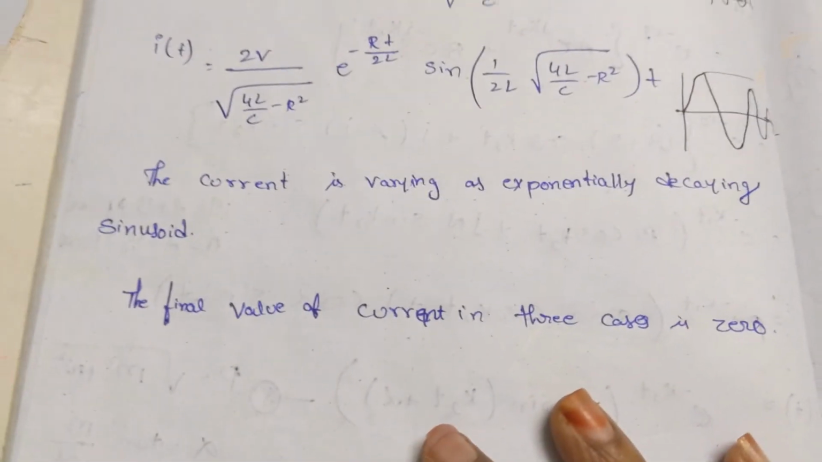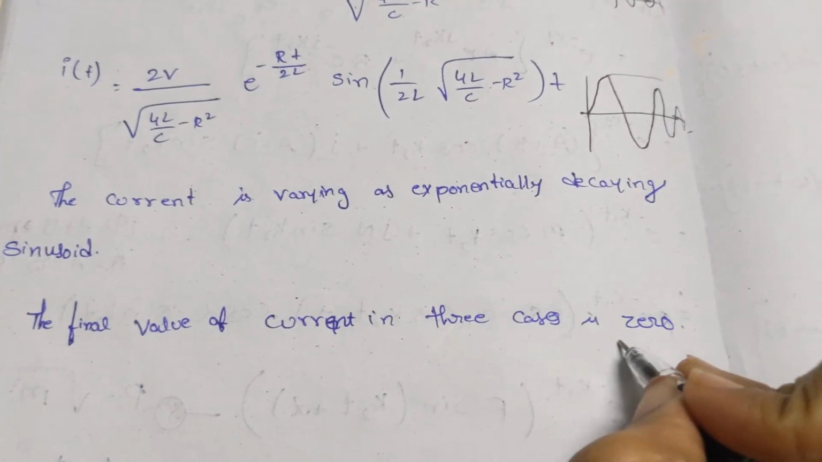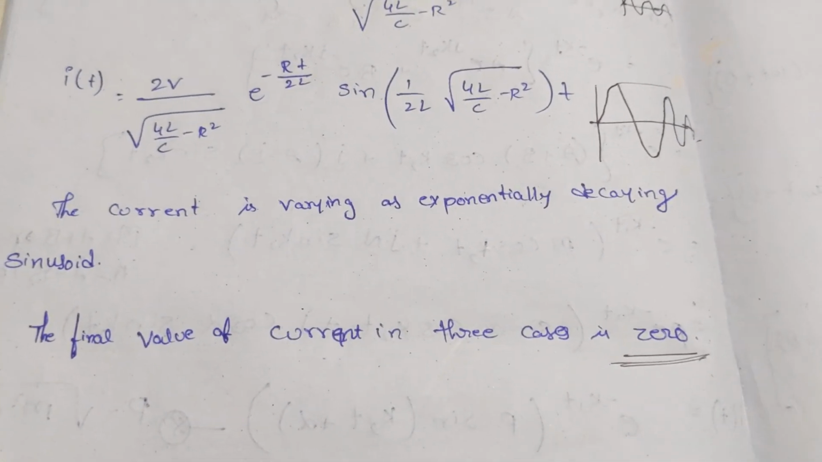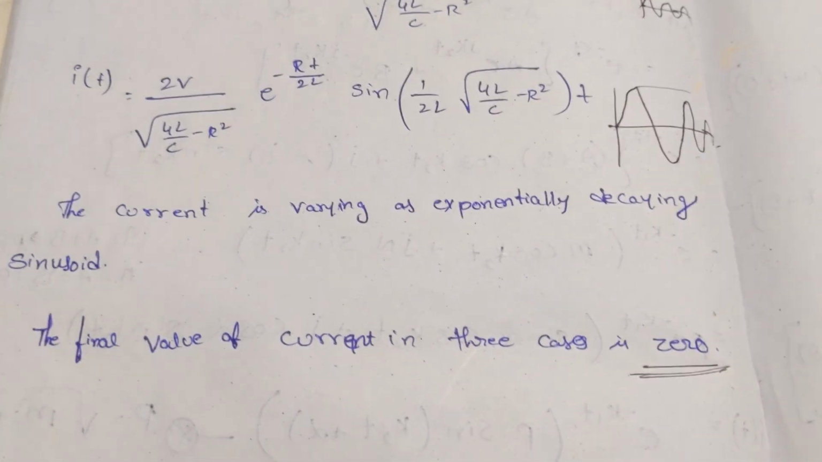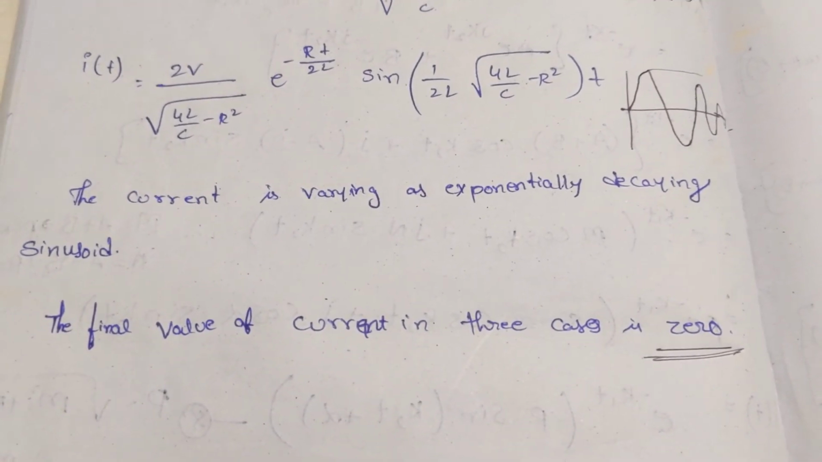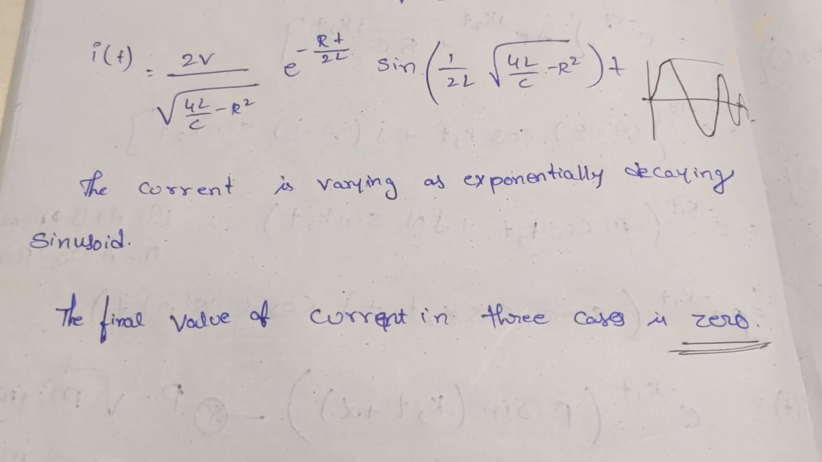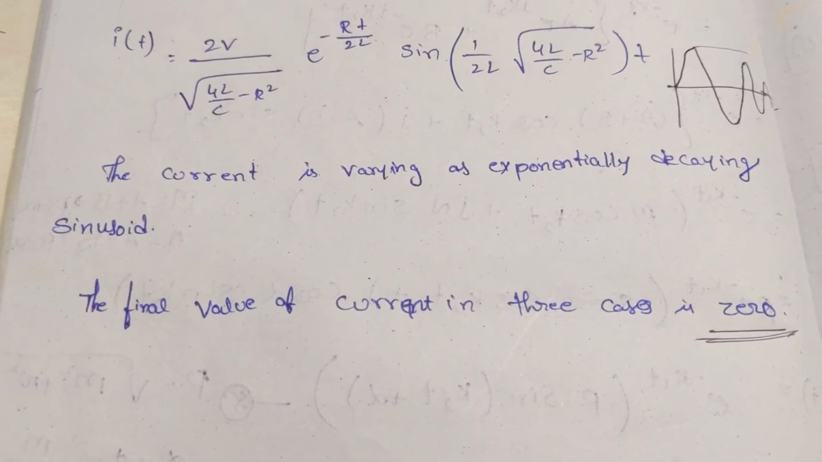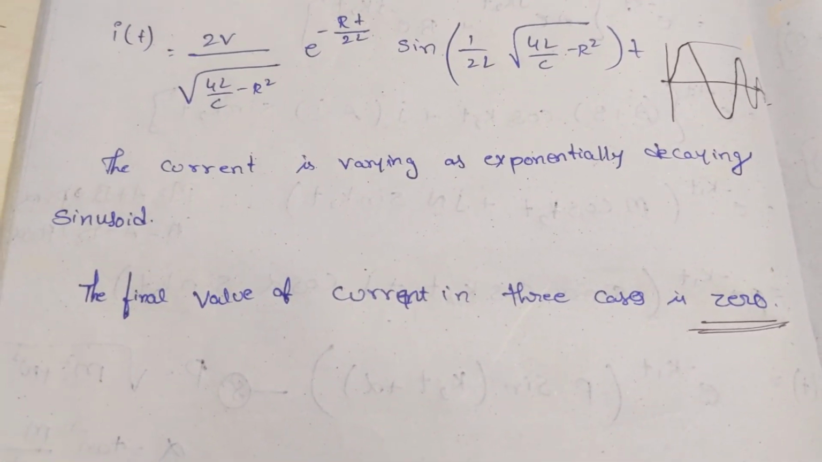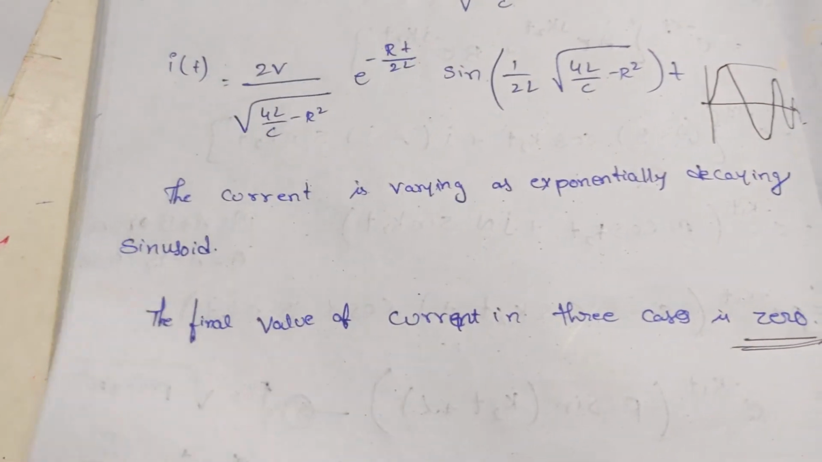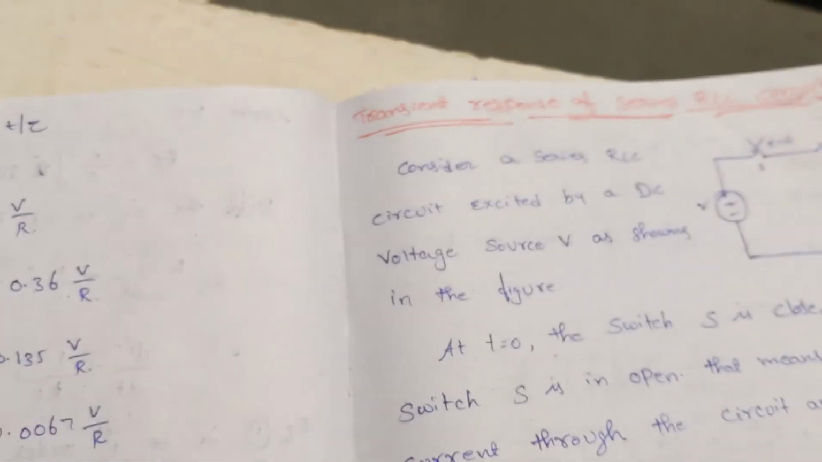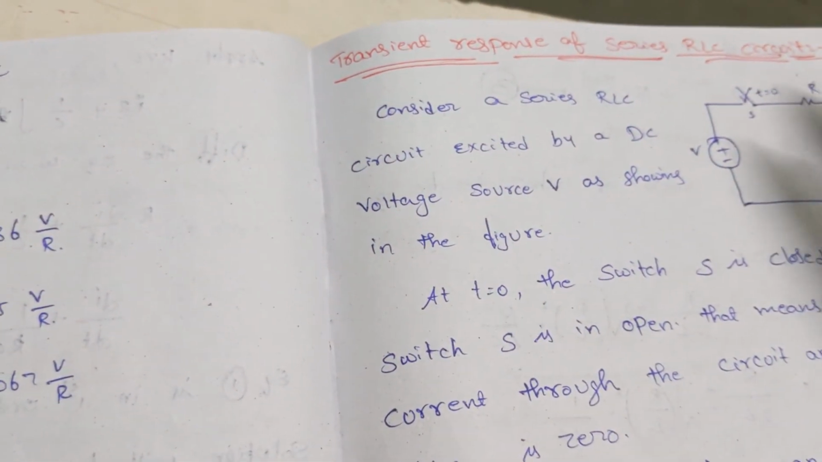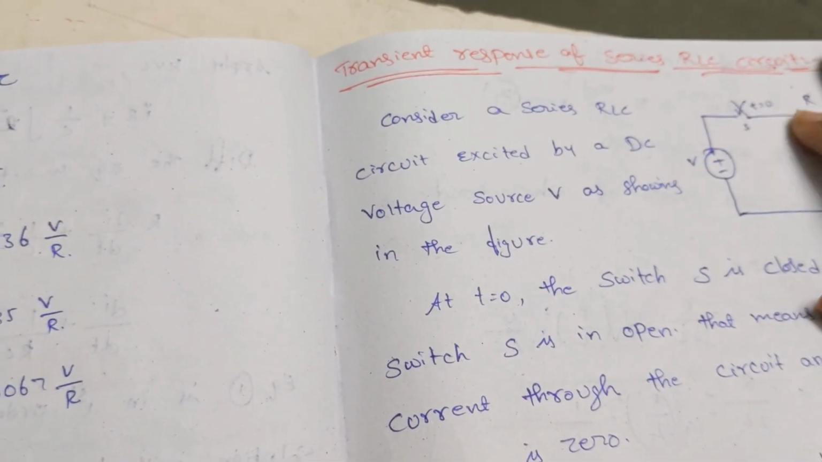So finally we can give the conclusion that whatever the case you consider, equal case, less than case or greater than case, the final current value is equal to 0. It tends to 0. So this is the transient response of the series RLC circuit. Okay, thank you.